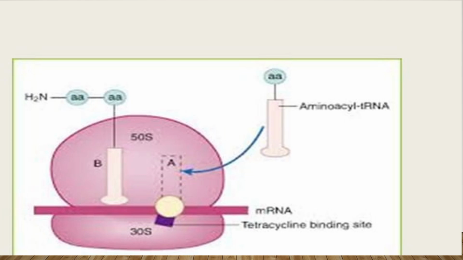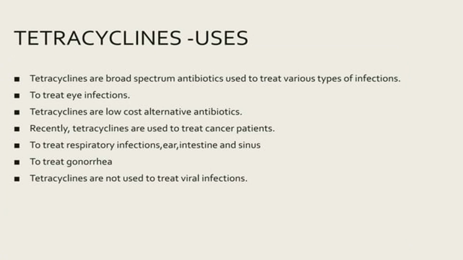So this is a diagrammatic overview of how the tetracycline antibiotics show their antibiotic action. They are attached to the 30S ribosomal subunit and then show their antibacterial action. The uses of tetracycline: they are basically broad spectrum antibiotics used to treat various types of infections, to treat eye infections. They are low cost alternative antibiotics.